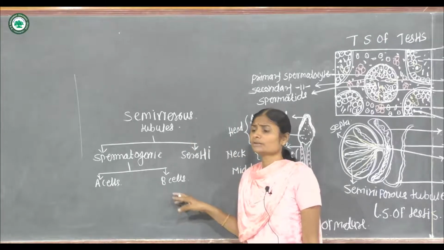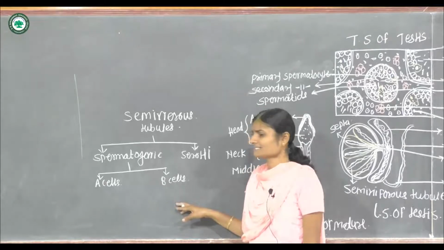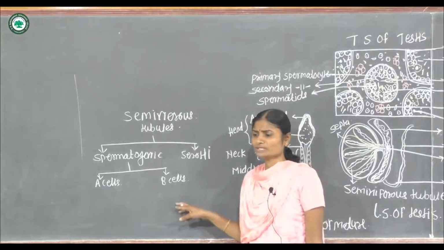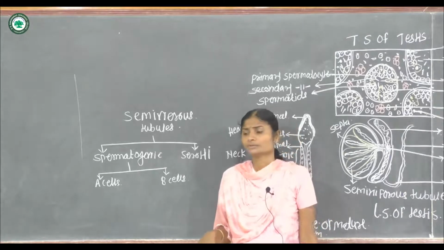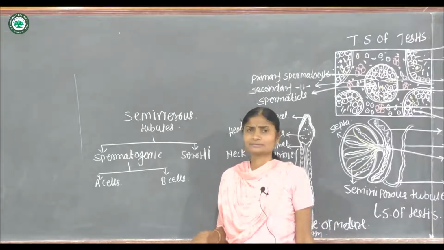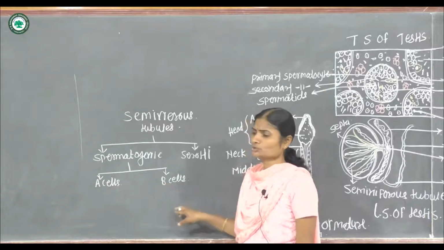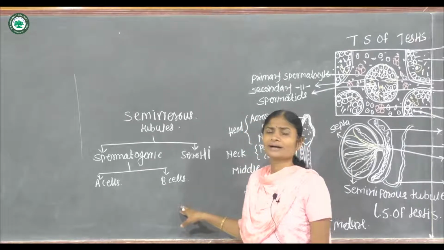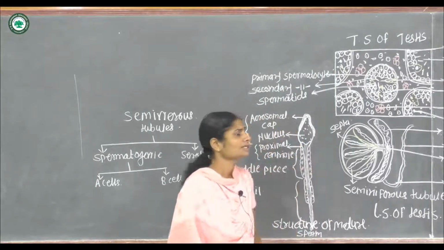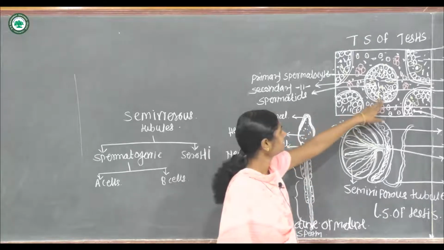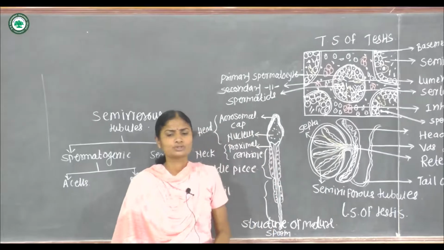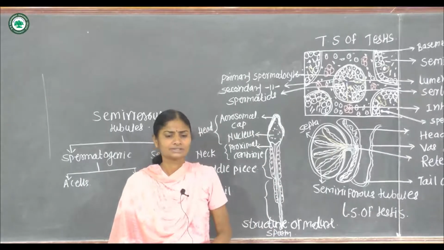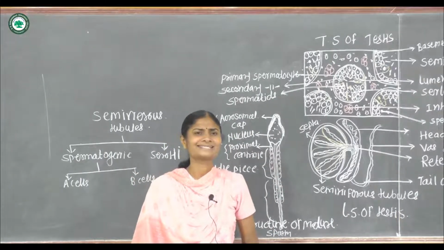divide into primary spermatocytes, then secondary spermatocytes, and the secondary spermatocytes again undergo division and form mature spermatozoa. These mature spermatozoa are attached to the Sertoli cells.